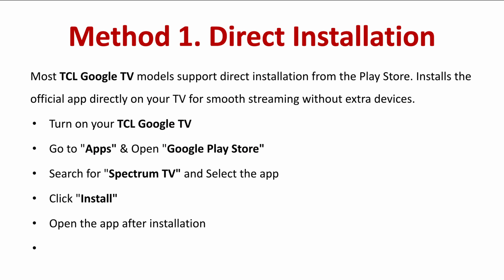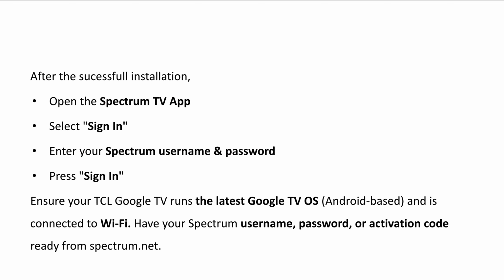Most TCL Google TV models support direct installation from the Google Play Store. Install the official app directly on your TV for smooth streaming without extra devices. Turn on your TCL Google TV, go to apps and open Google Play Store. Then search for Spectrum TV and select the app. Then click install and open the app after installation.